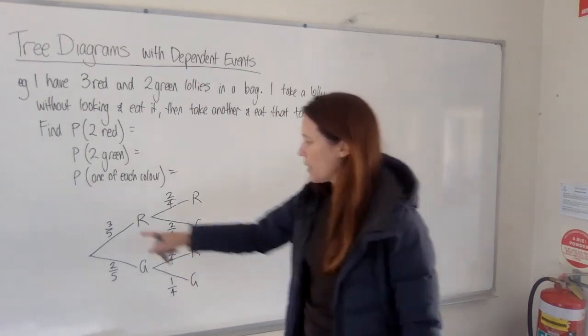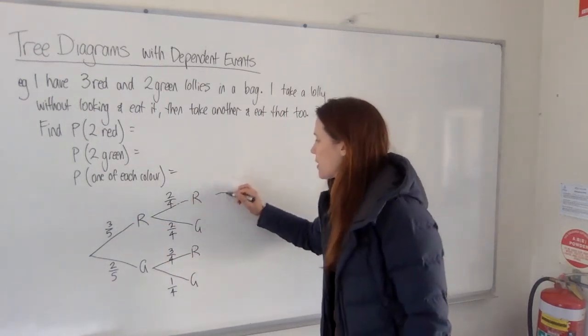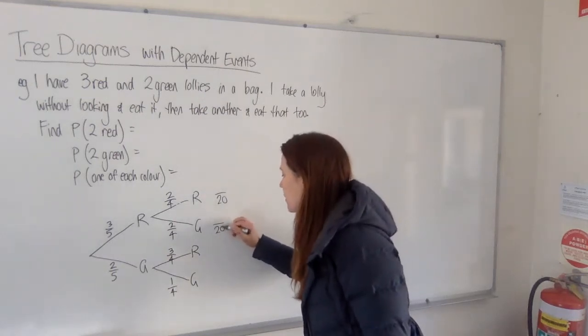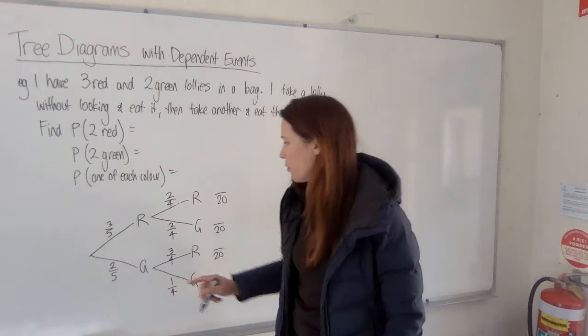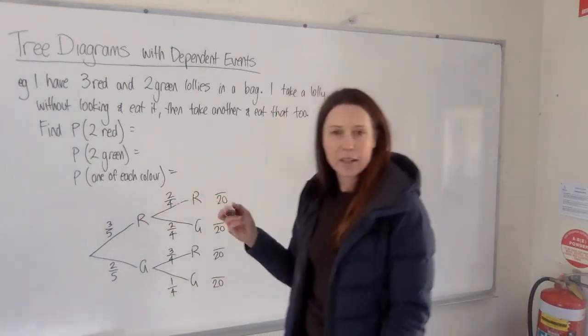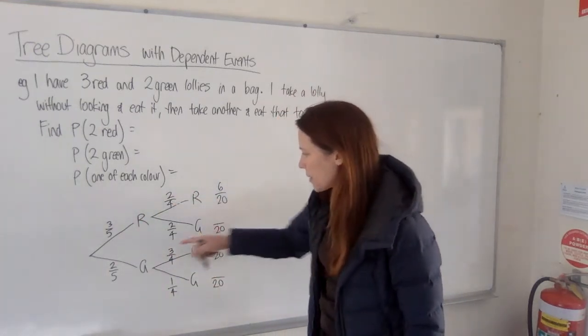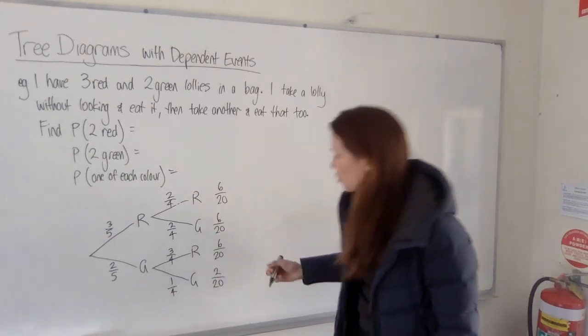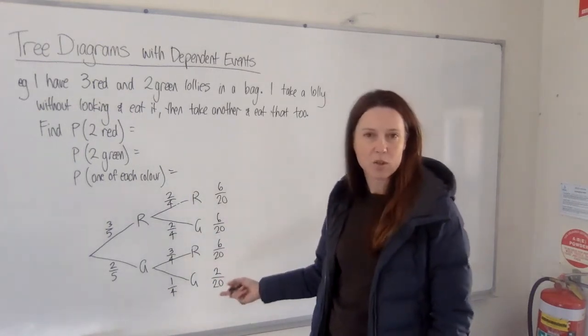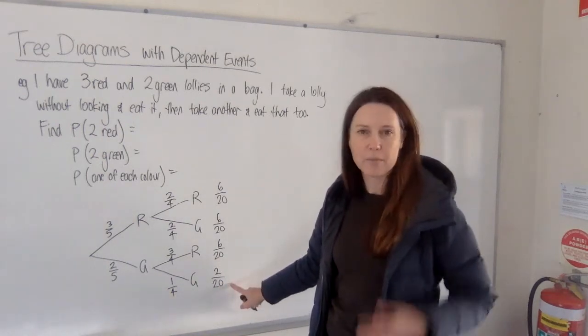Now I can multiply, and I can see that all of these probabilities are going to be out of 20 because the denominators are 5 and 4. Now I can quickly multiply the numerators and get 6, 6, 6, and 2. And 3 6s are 18, plus 2 is 20, so I can quickly and easily see that my probabilities look right.